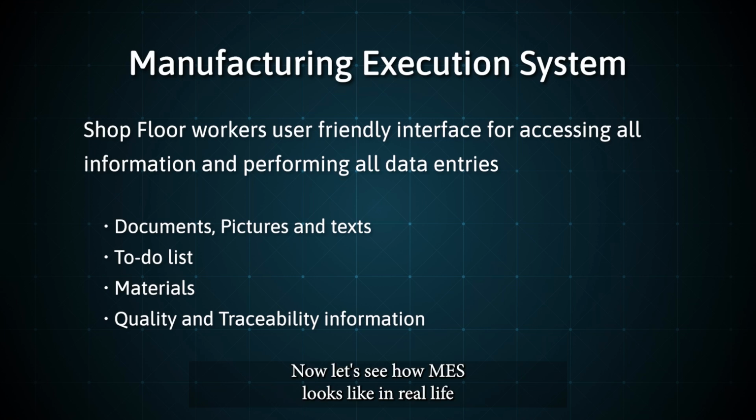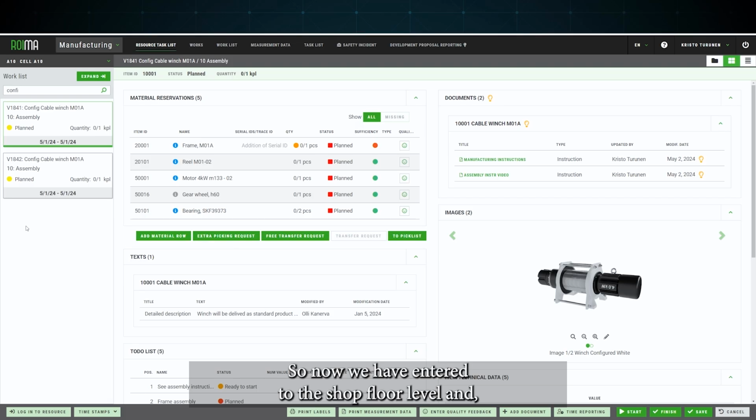Now let's see how MES looks like in real life. So now we have entered the shop floor level and have logged ourselves into Cell A10, which is the assembly cell of our cable winch factory.